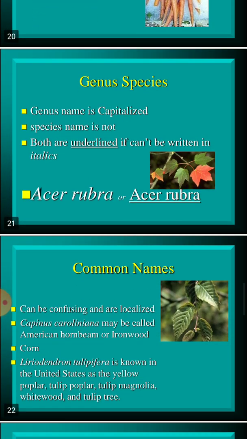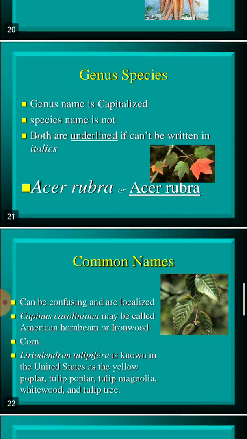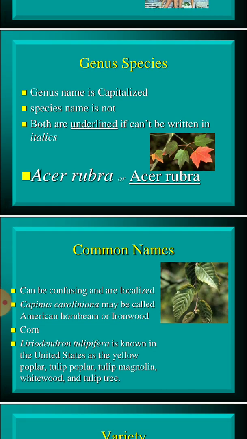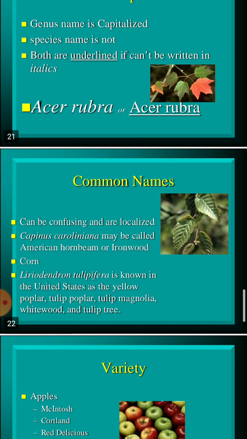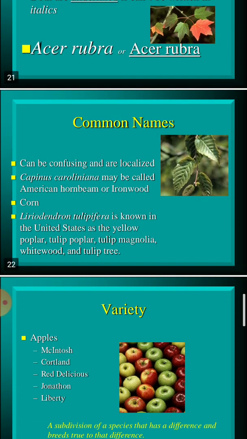If we talk about the genus and species, the genus name is always capitalized and the species name is not capitalized. Both are underlined if handwritten, or italicized when printed or written in a database. Acer rubrum. This is the pattern of writing a botanical name.